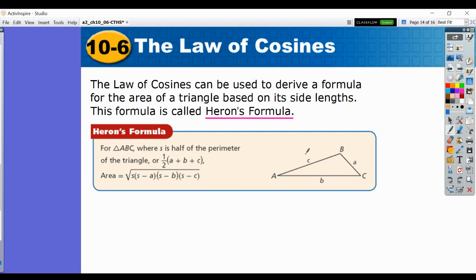This one is the area if they only give you 3 sides. So what if I only had 3 sides and I had no angle at all? I don't have the height. I don't have anything to do with the angles.